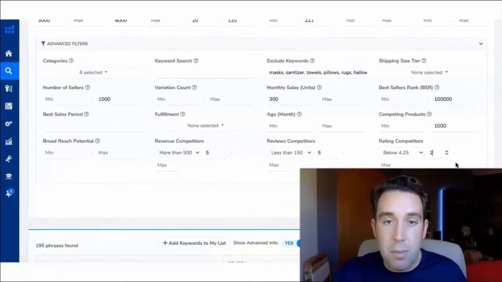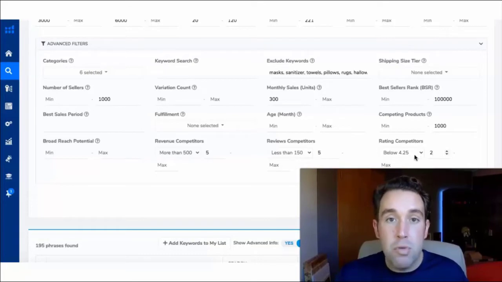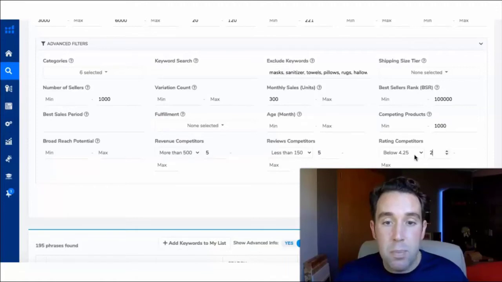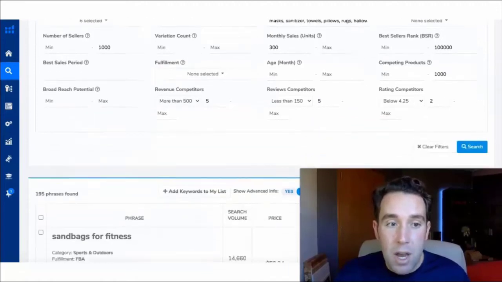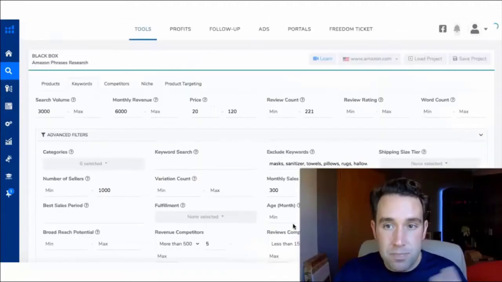This means that there's a couple of sellers making over $5,000 on page one with under 150 reviews, and their rating is four or below, which tells me there's room for innovation and room to differentiate the product and come in with a superior product and take market share. And then I'm just gonna press search, guys.